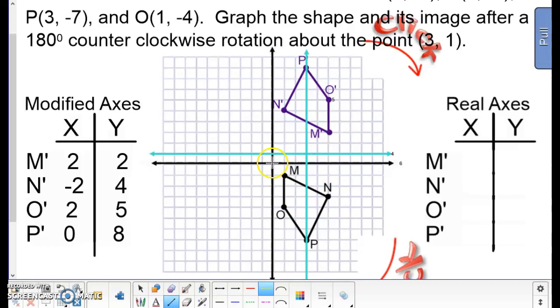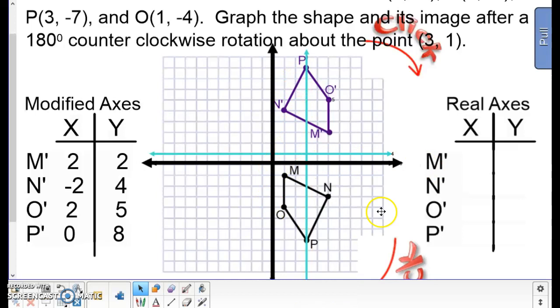Now remember, our final answer has to be based on our real axes, right? We can't use that fake blue one. That's just to figure out where the answer is. Your final thing has to be on the real ones.